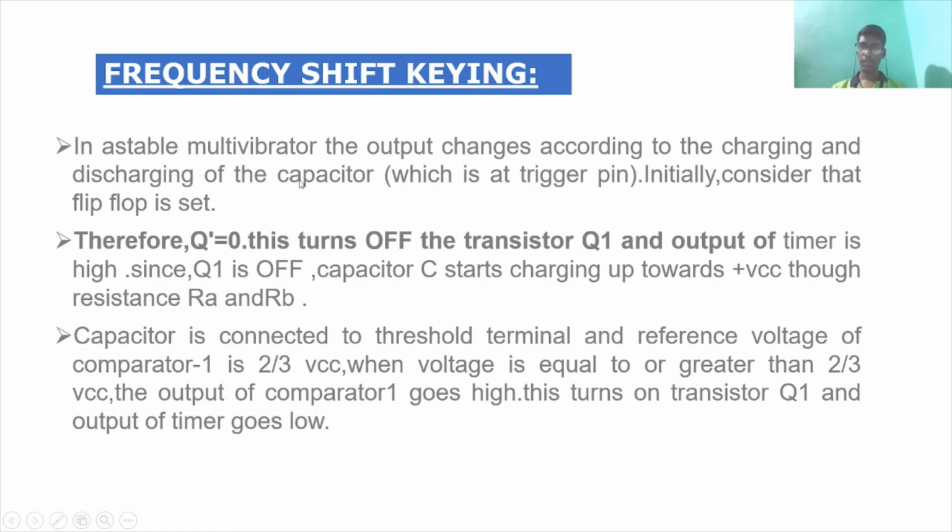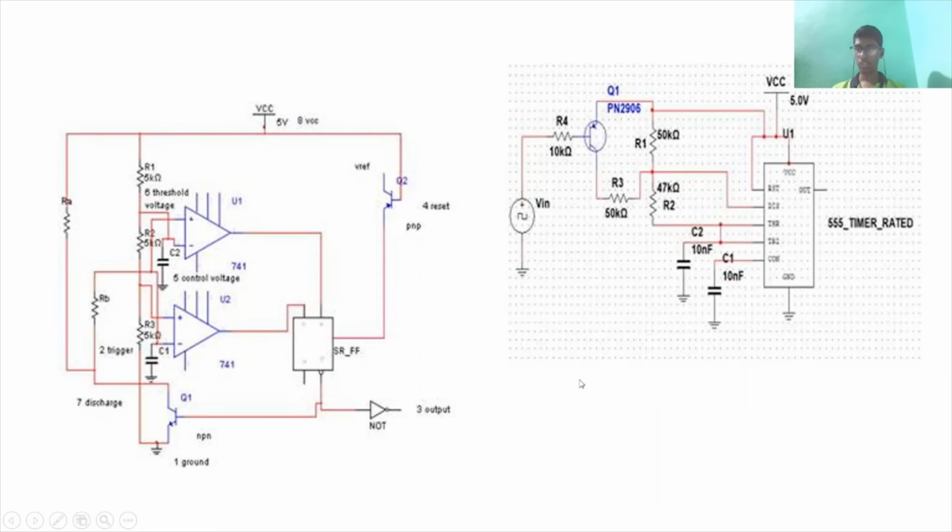In the astable multivibrator, the output changes according to the charging and discharging of the capacitor, which is at the trigger pin. Initially consider that the flip-flop is set. Therefore, Q dash is equal to 0. This turns off the transistor Q1 and the output of the timer is high. Since Q1 is off, capacitor C starts charging up towards plus VCC through resistors RA and RB. The capacitor is connected to the threshold terminal and the reference voltage of comparator 1 is 2/3 of the VCC. When the voltage is equal to or greater than 2/3 of VCC, the output of the comparator goes high. This turns on the transistor Q1 and the output of the timer goes low.